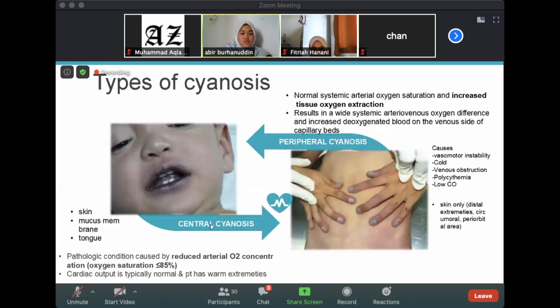Okay, for central cyanosis, so why the lip so black? Say hello everybody, sorry for disturbing the class. Hello.